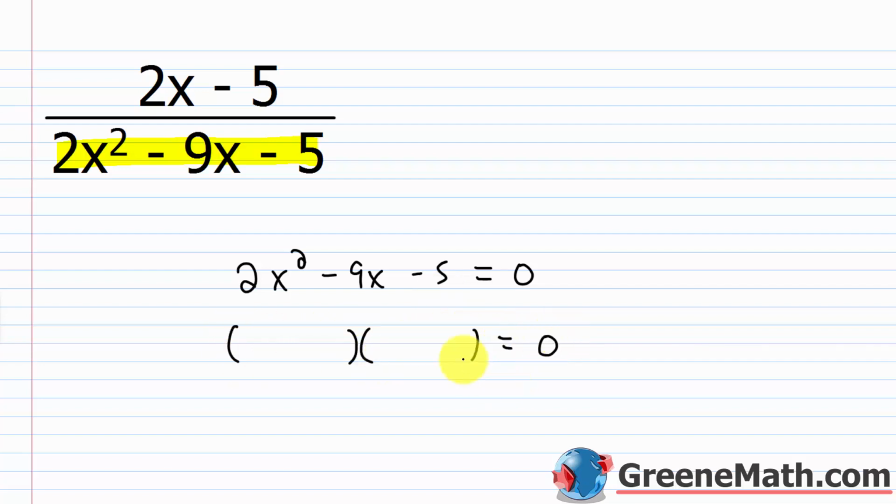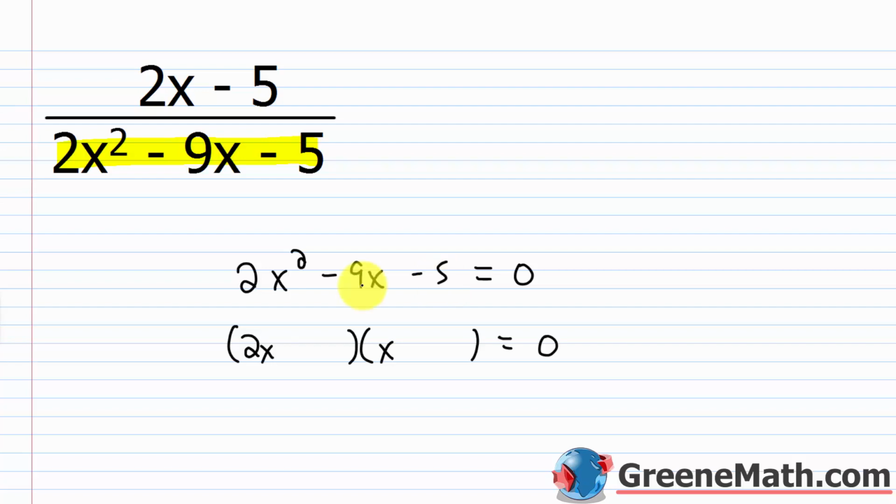And the reason I'm going to choose reverse FOIL is because this coefficient here, this 2, is a prime number. So I know this would be 2x and this would be x. I just have to work out the correct outer and inner, right? So I know that I want a product of -5. So that can only come from 5 times 1 with the signs being different, right? So I got to have either -1 times 5 or -5 times 1.